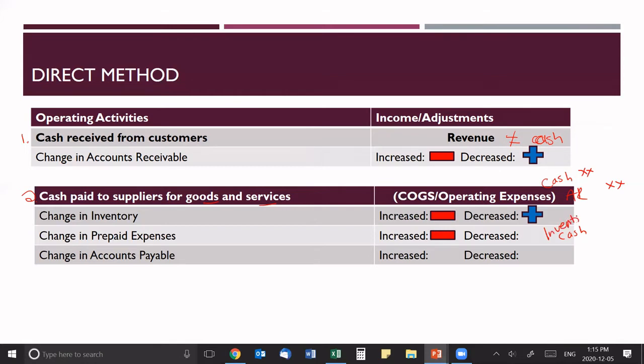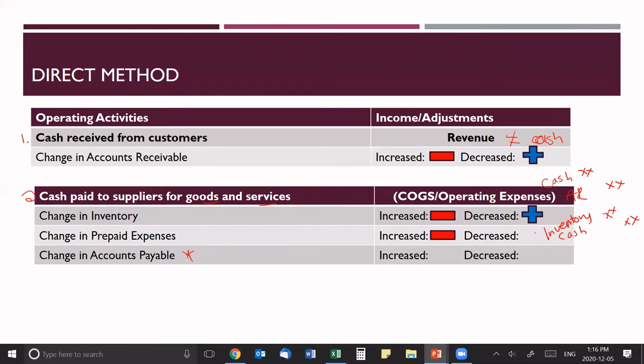Right? So if you bought inventory, and we won't worry about accounts payable. Accounts payable is going to be dealt with here. So we won't even have to worry about that. So we would debit inventory, credit cash. Okay? So if inventory is increased, that means we would have paid cash for it. So we have to deduct that amount. Same thing with change in prepaid expenses. If prepaid expenses go up, we're debiting prepaid expenses and crediting cash. So we have to subtract that from our cost of goods sold operating expenses amount on the income statement.